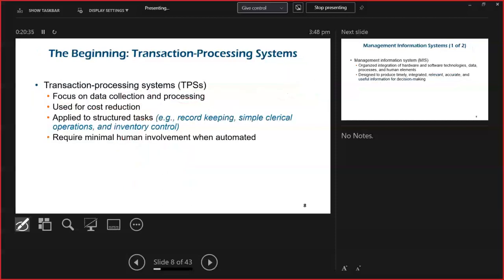All right. Now, let's take a look at this one here. Transaction pricing system.